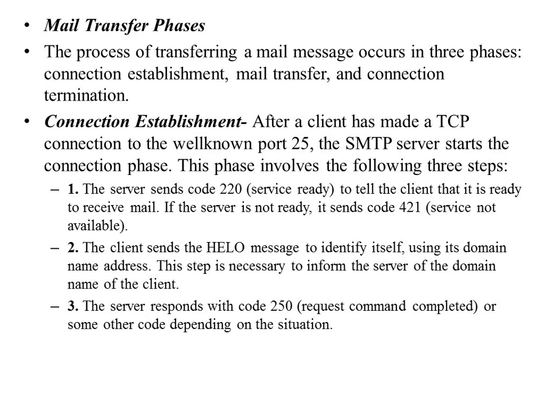So the TCP connection uses a well-known port, which is 25. The SMTP server starts the connection phase. That means first you have to start with the TCP connection, and after that the SMTP server will start the connection phase, and it will involve 3 steps.